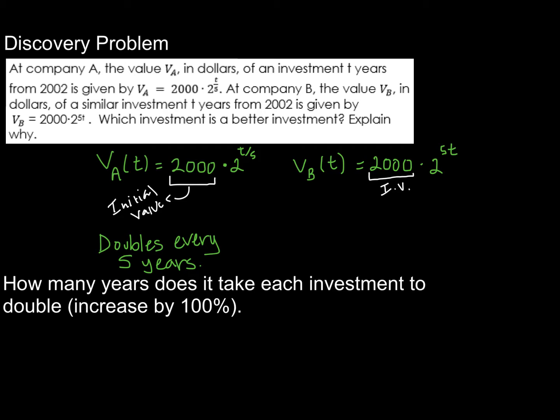Let's transition now to company B. Let's think about the exact same scenario. We start when t is 0 in 2002, and at that point our exponent is 0. What will t have to become in order for our exponent to be equal to 1 so that we multiply by just 2 and double our investment?